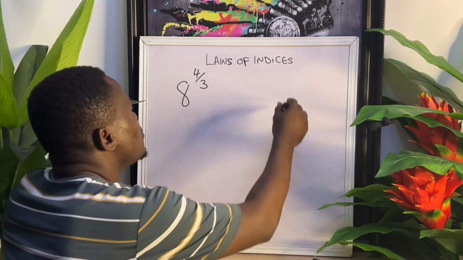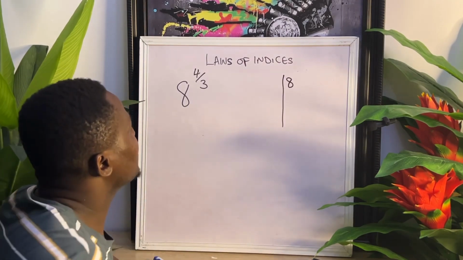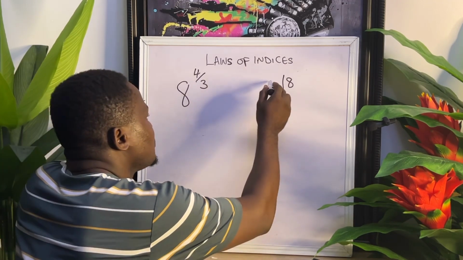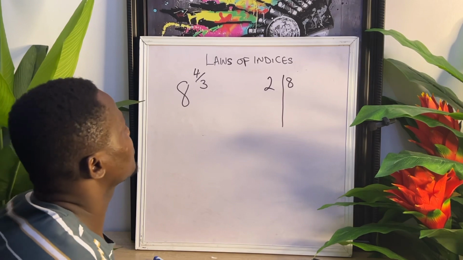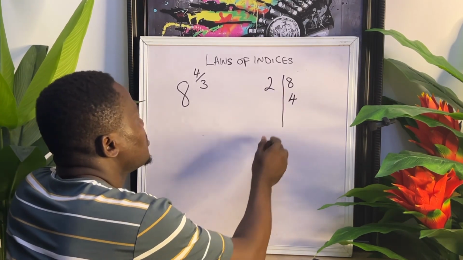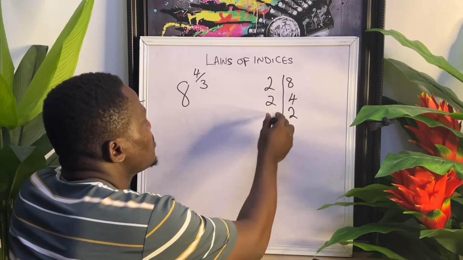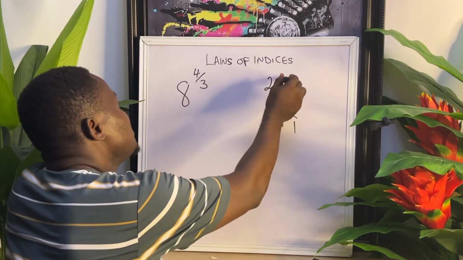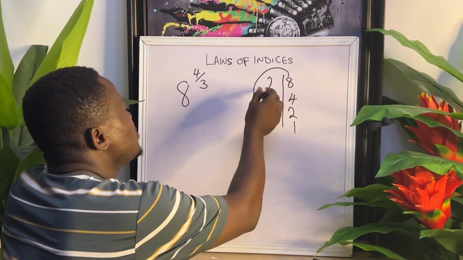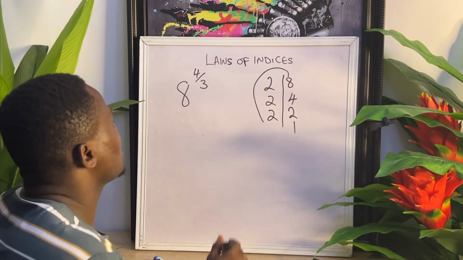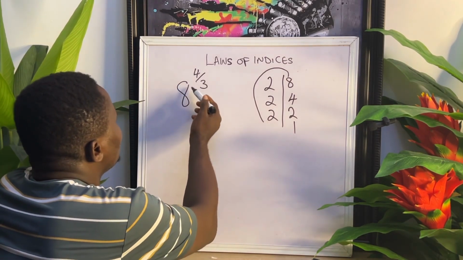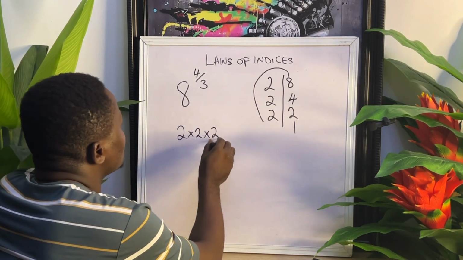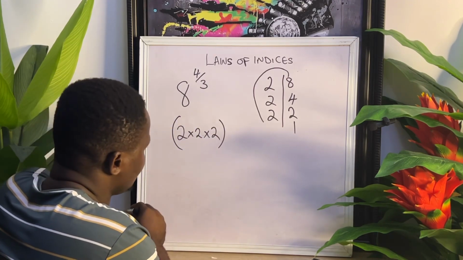How? We bring out that 8 and find what can divide it. The smallest thing that can divide 8 is 2, which is the first prime factor. And 2 goes in 8 is 4. 2 can still go to give 2. 2 goes again to give 1. Then, this 8 has been expressed as 2 times 2 times 2. And it then means that another way of writing 8 is 2 times 2 times 2, which is the same thing as 8.